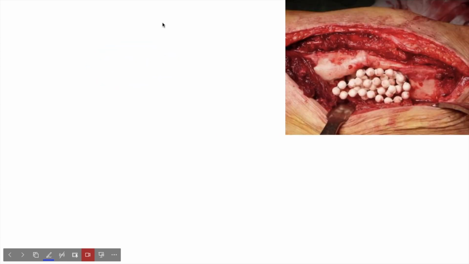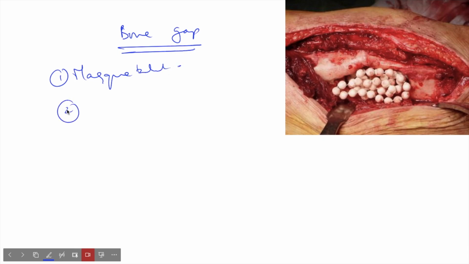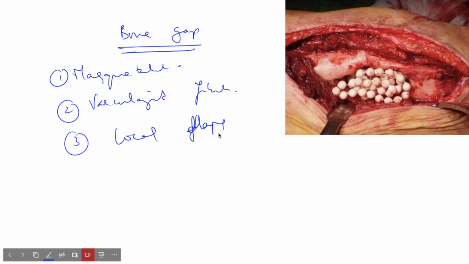Once you get a bone gap, what do you do? Once you get a bone gap after you do a debridement of all this, there are multiple techniques in which you can fill up the bone gap. One of them is masquelet, which we discussed in great detail in another video. The second one is vascularized fibula graft after the bed becomes free of infection. And we may require plastic surgery help to do local flaps or distant flaps.